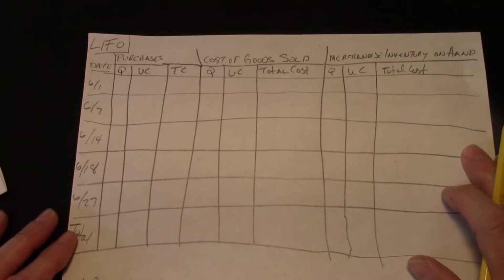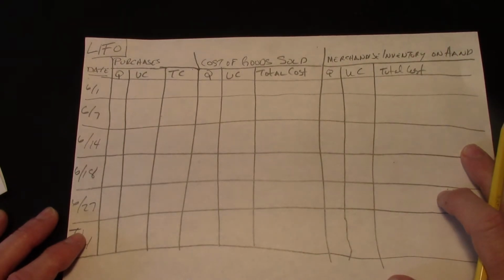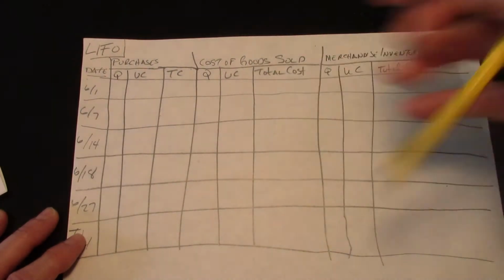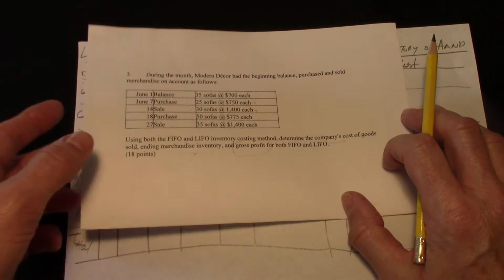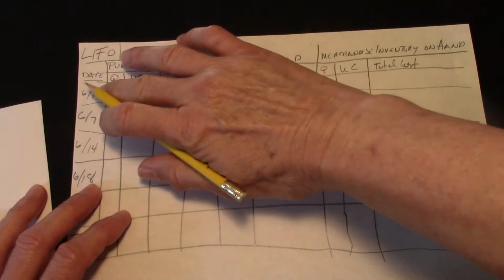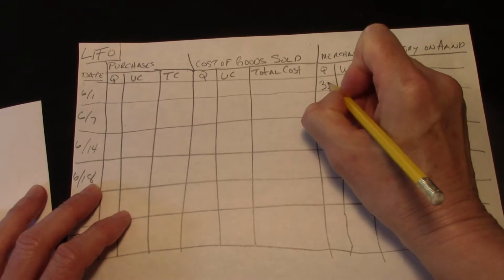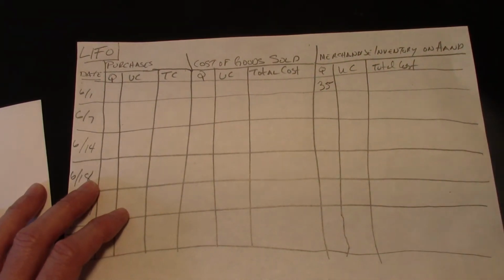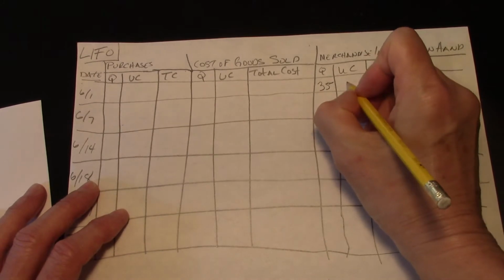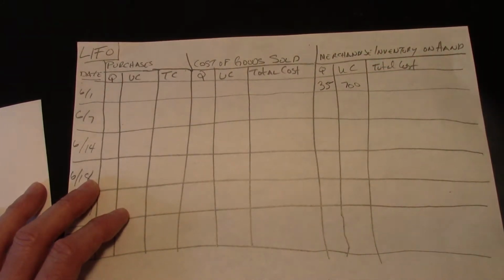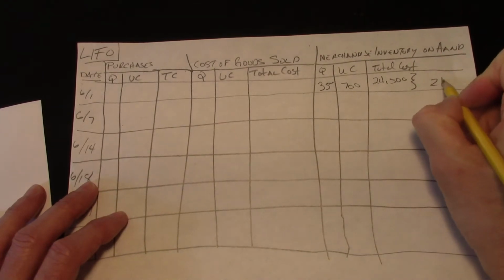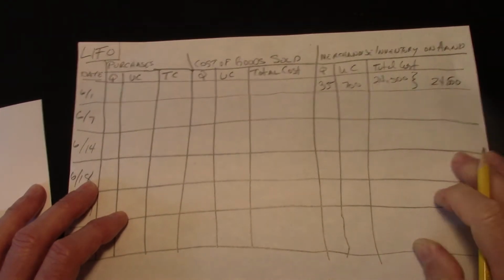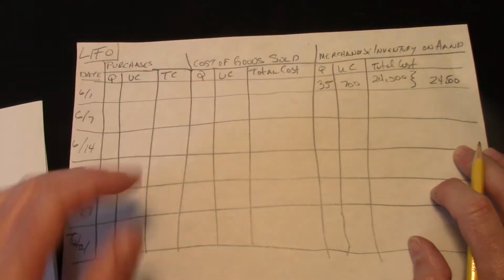Okay, so under LIFO, we have to keep it in order because we're going to use the last in as the first out this time. So the first thing that happens isn't really a transaction, it's just that we have a balance of 35 sofas. So quantity is 35 and unit cost, it tells us, is 700 per sofa. 700 times 35 is still 24,500, so that doesn't change. Alright, so there you go, that's our inventory on hand.